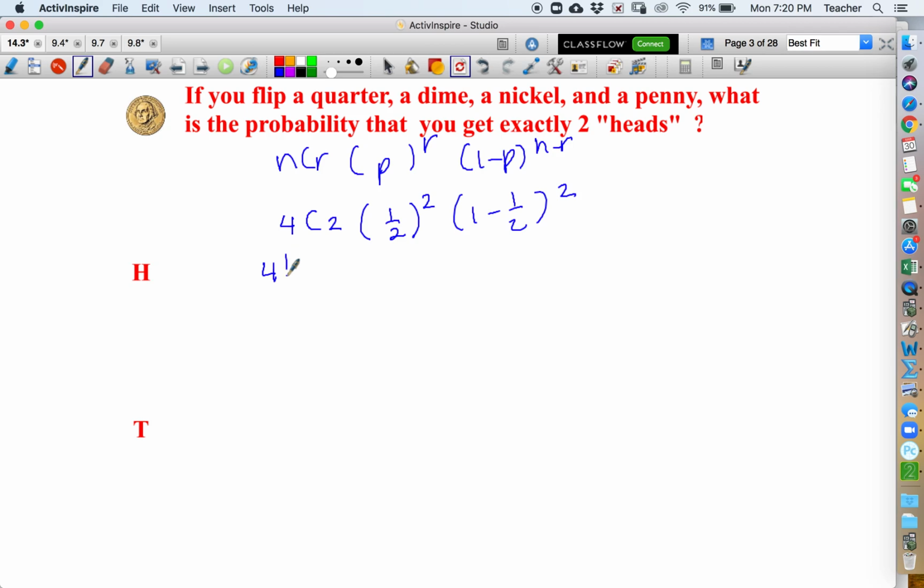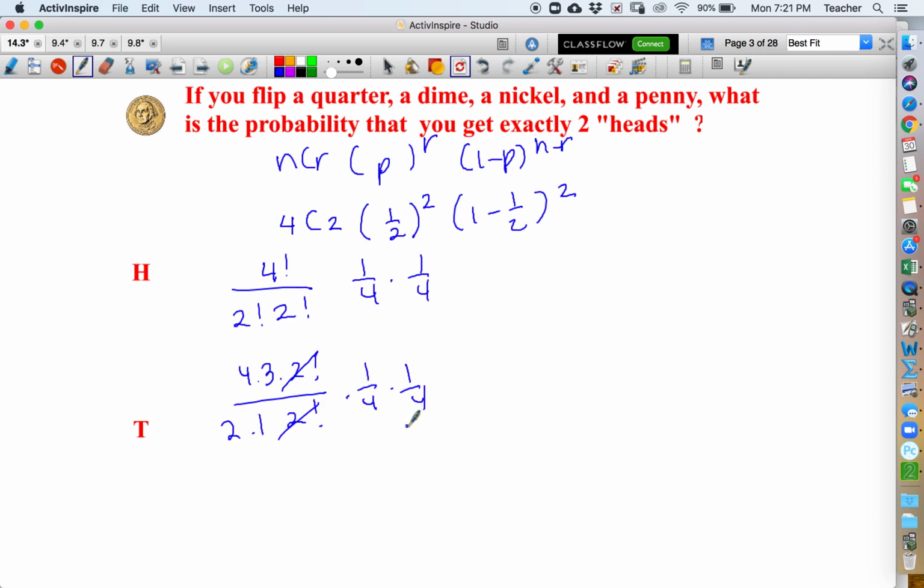And 4C2 is 4 factorial over 4 minus 2 factorial times 2 factorial. 1/2 to the second power is 1/4. 1/2 to the second power is 1/4. And this is 4 times 3 times 2 factorial over 2 factorial and 2 factorial, times 1 over 4 times 1 over 4. So 4 and 4 is gone. So the final answer is 3 out of 8, which is what we had before.